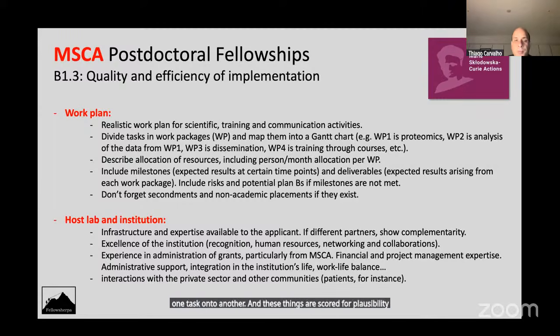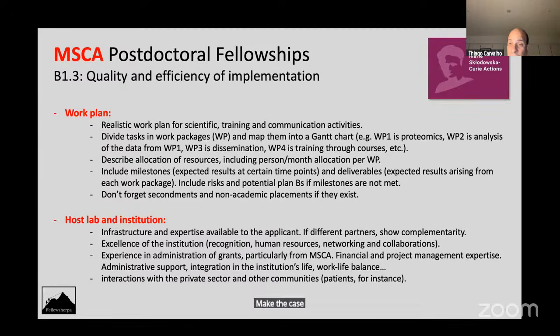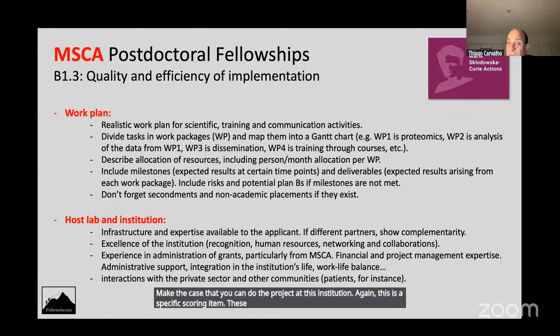The other part here is the host lab and institution. So they will be also providing supporting information in Part B2, which should be detailed and help make the case that you can do the project at this institution. Again, this is a specific scoring item. These two things will be worth 20% of your final score.